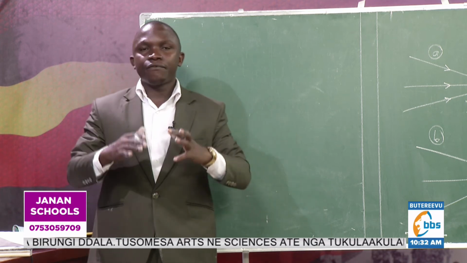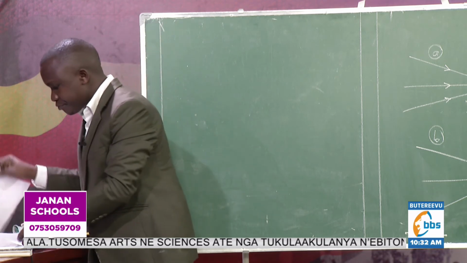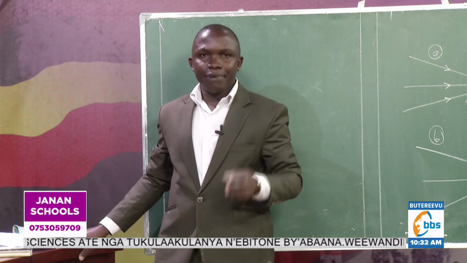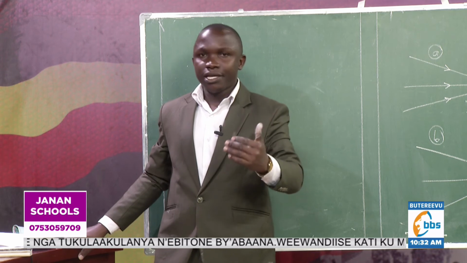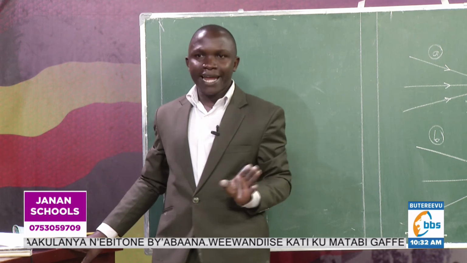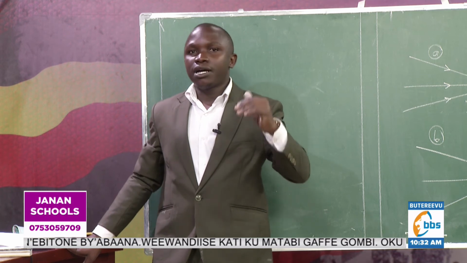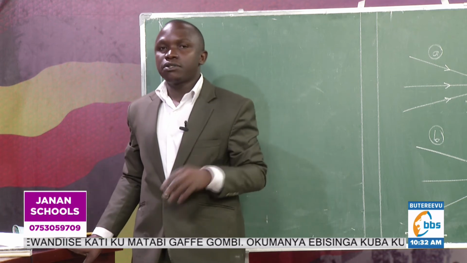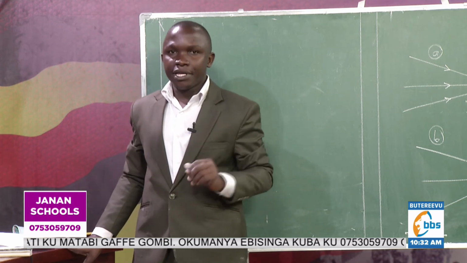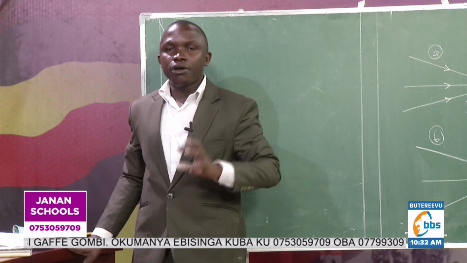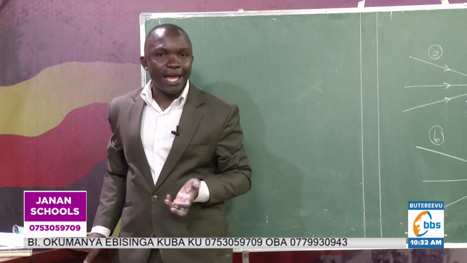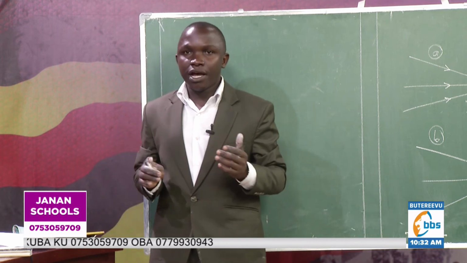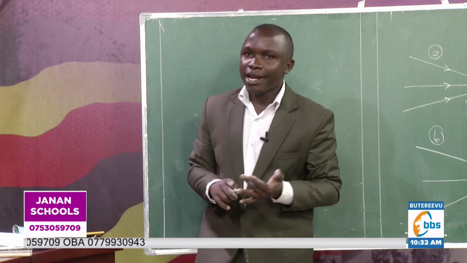Now, we have what we call the solar system. The solar system has got 9 planets. I will not dig deep into those planets because that is now secondary. You look at that in geography when you go to Senior 2, Senior 3. Today I'm just going to look at mainly the 2, that is the Sun and the Earth.